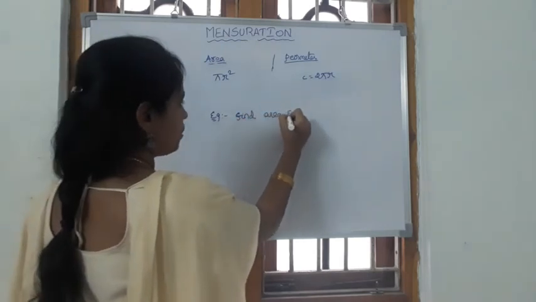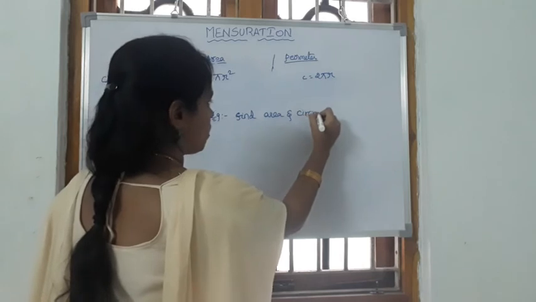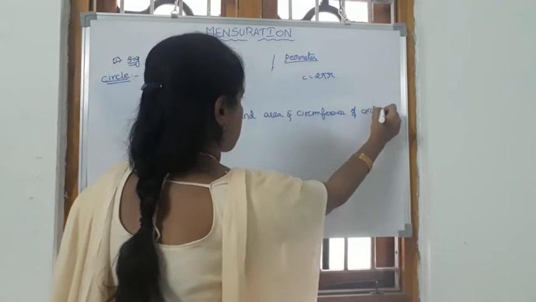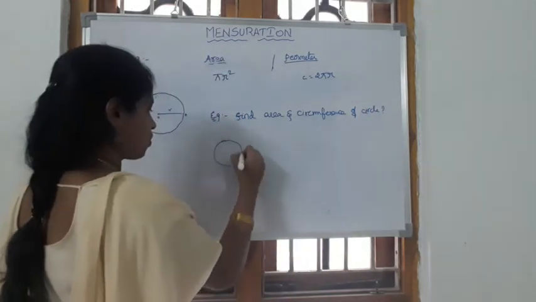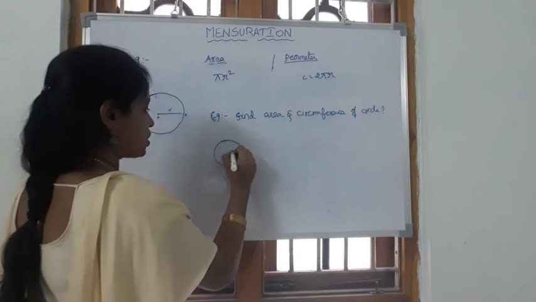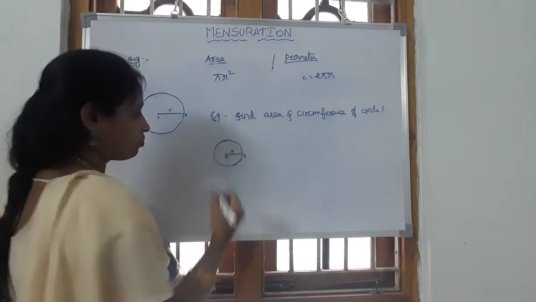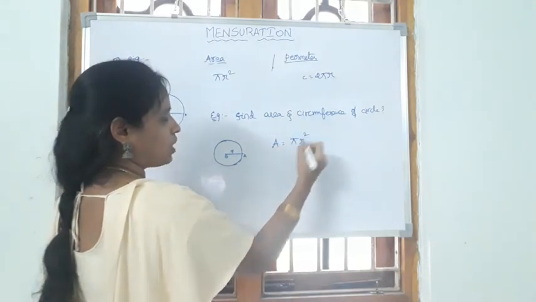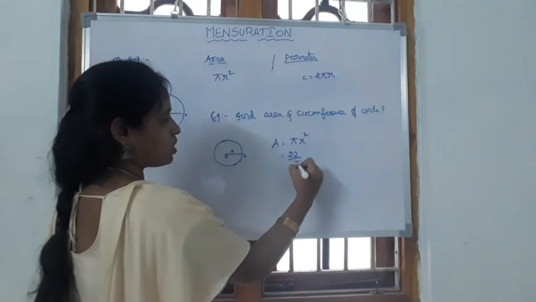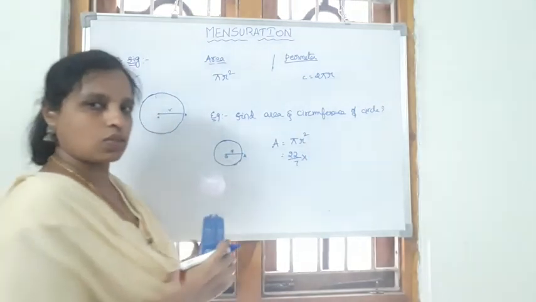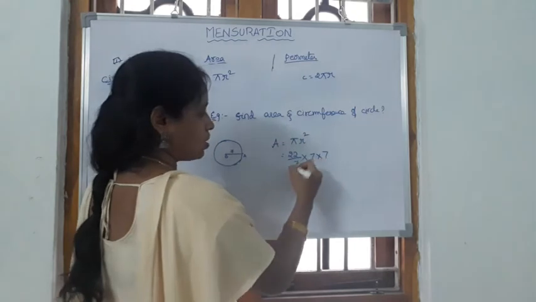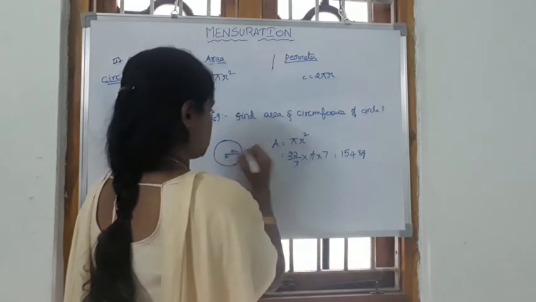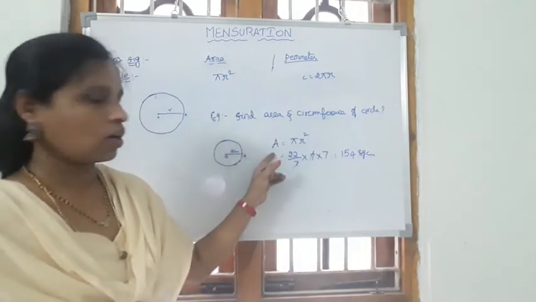For example, find area and circumference of circle. Radius is 7 units. Suppose area A is equal to, formula is pi r square. Pi value we consider as 22/7 and OA is radius. Radius is equal to 7. 7 into 7, 7 cancel to get 154 square centimeters. This is the area of the circle.